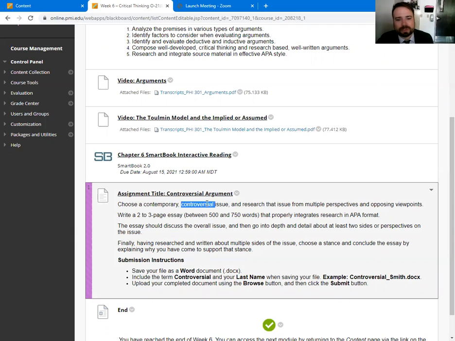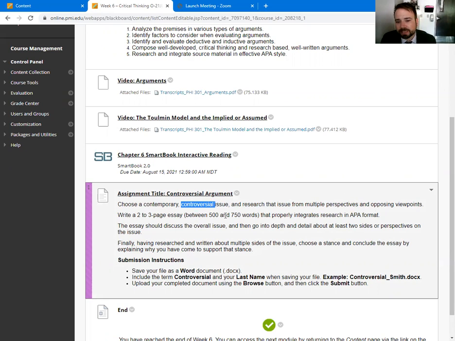Similar to the red versus blue assignment, in which you have to say, here's the issue, here's what side A thinks, here's what side B thinks. In this case, you're not necessarily restrained by the political spectrum. Instead, you're going to look at what multiple opinions, perhaps from experts, researchers in the field, et cetera, are on the topic.